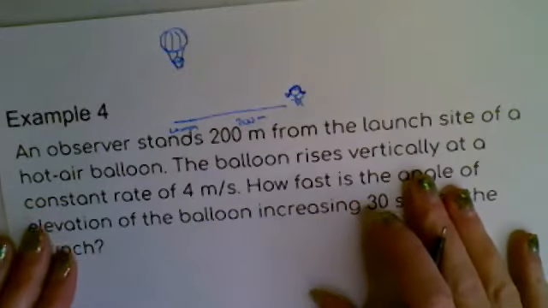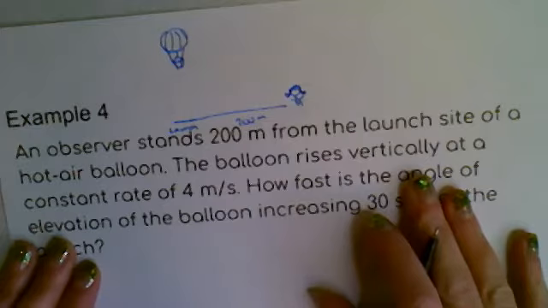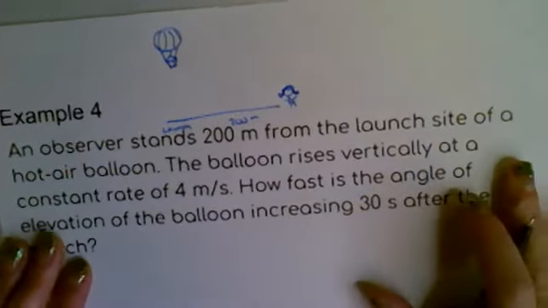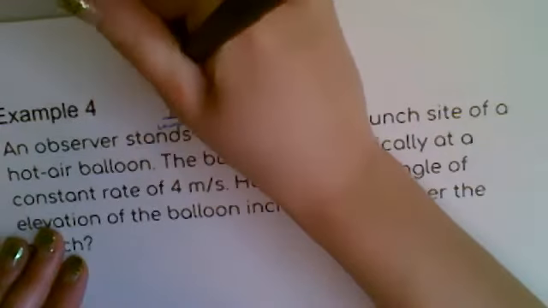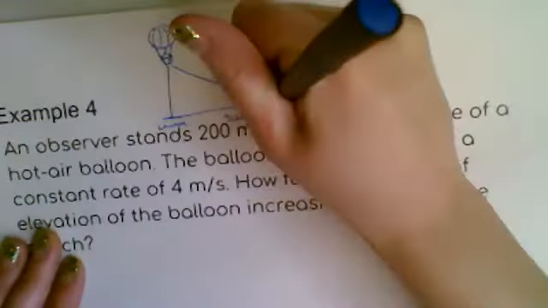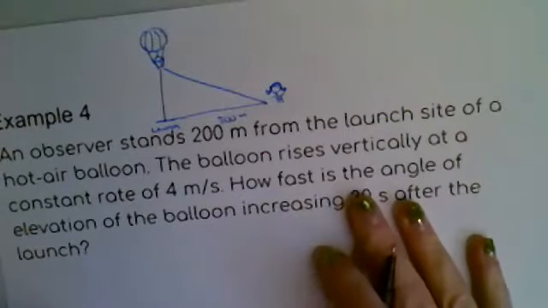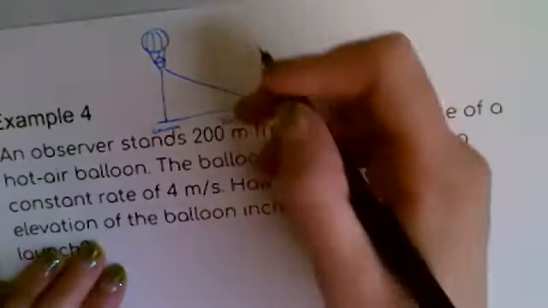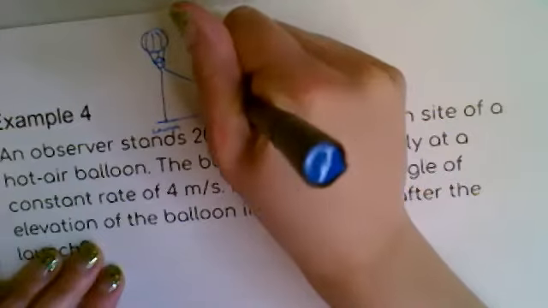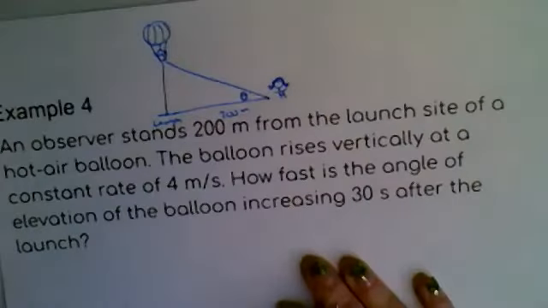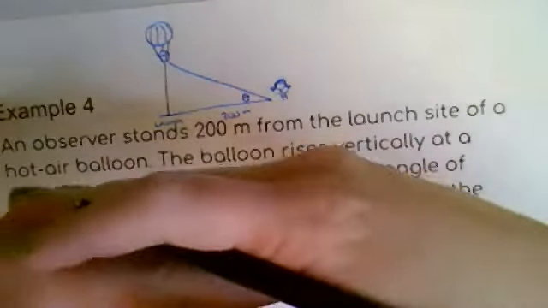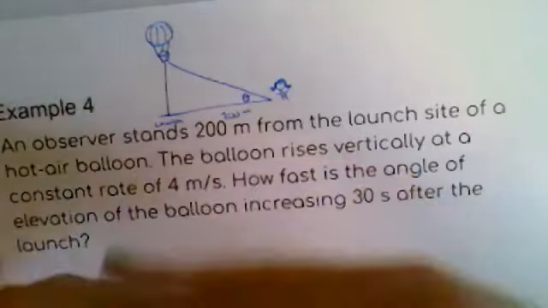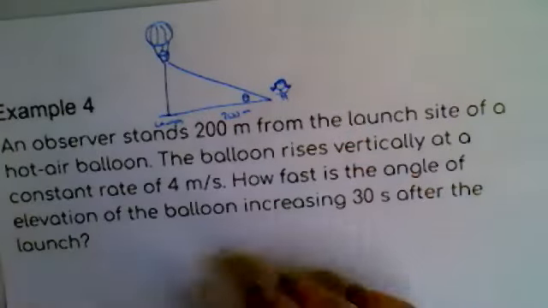The balloon rises vertically at a rate of 4 meters per second. Okay, so I'm going to turn this into a triangle, and I know it's going to be a triangle because it wants to know the angle of elevation. The angle of elevation is actually here. This is a throwback to your geometry days when you did trig. So the angle of elevation is how far the angle is of the observer looking up at the balloon.